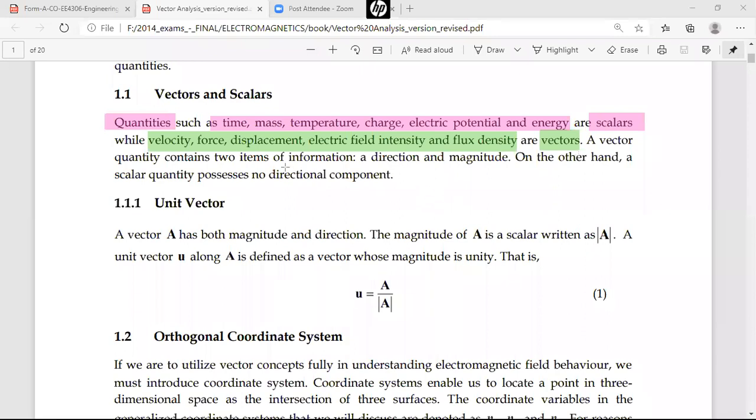Vectors consist of, as I mentioned previously, magnitude and direction. On the other hand, scalars have only quantity, no directional components. For the scalars, you don't have directional components. Only a quantity. So that's the difference between vectors and scalars.